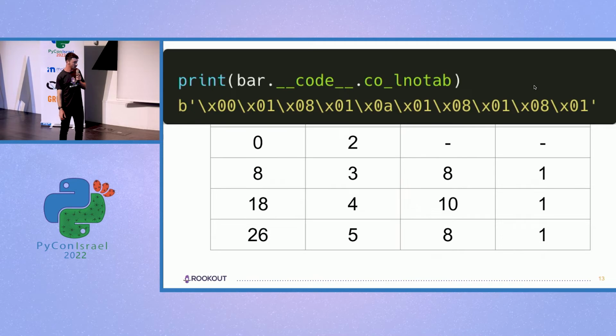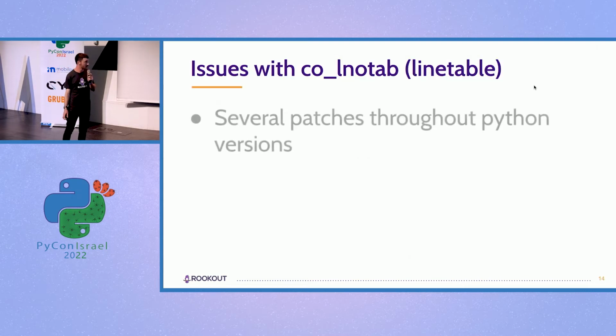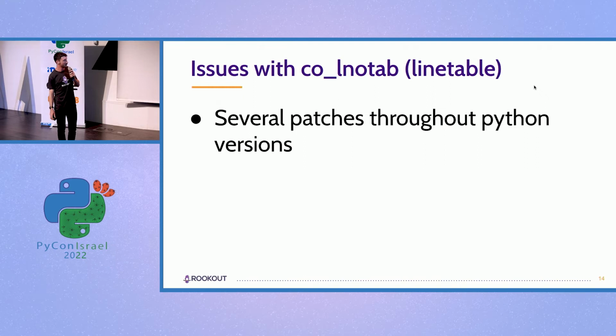Python 3.10 introduced a new line table. And that happened because this table had a few issues. The few issues that it had were fixed by several patches throughout Python versions. For example, in Python 3.6, they changed the bytecode sizes, so that broke backward compatibility.